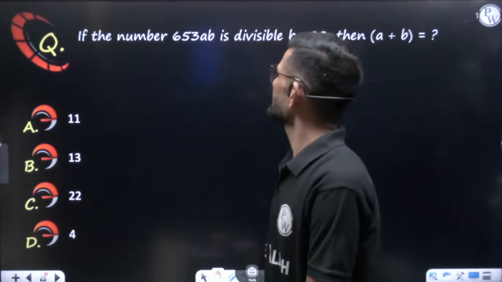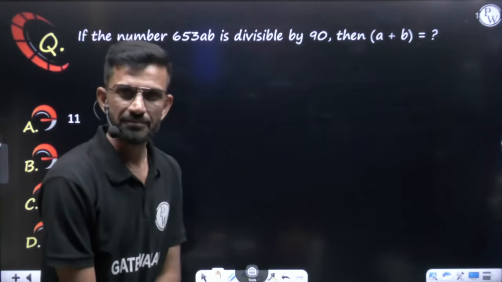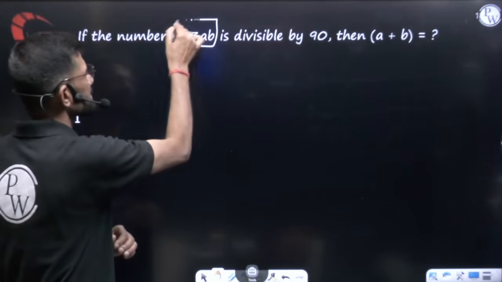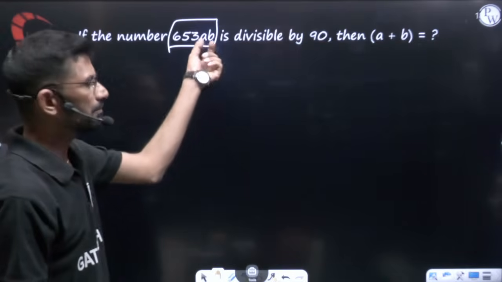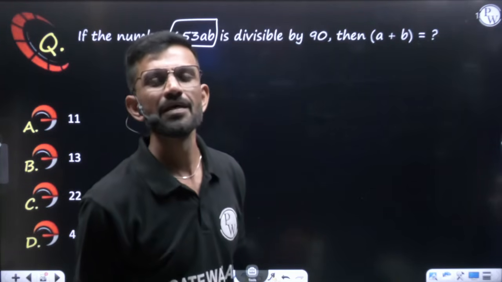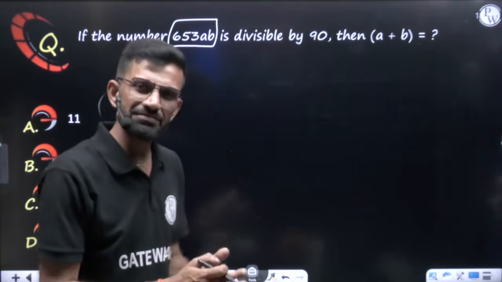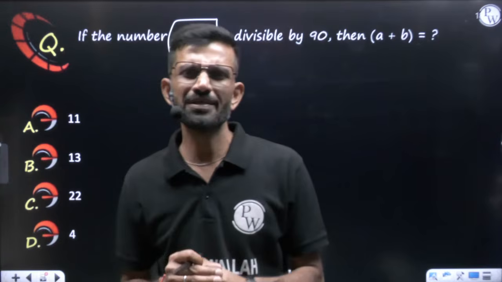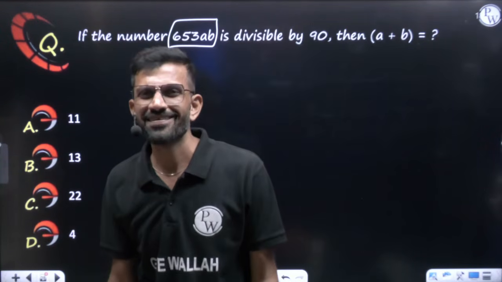If the number 653AB is divisible by 90, they are declaring this number is divisible by 90, then what is A plus B? This A plus B value they are asking you. A and B are single digit numbers. They are asking you the sum of that. Now the 90 divisibility rule. Sir, you didn't say the 90 divisibility rule. My dear friend, though I didn't say it, I said it to you indirectly.